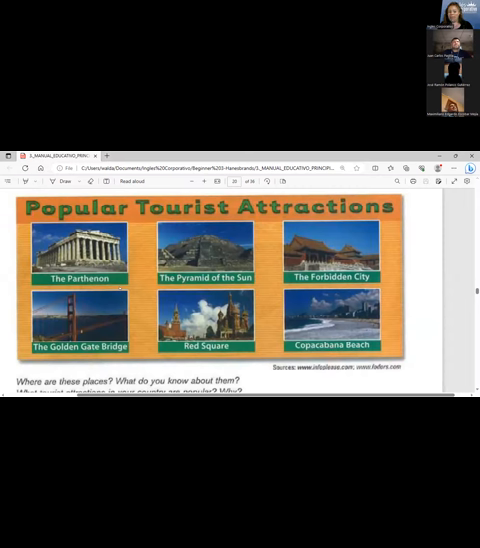Okay, so it's not in Rome, you're right. It's located in Athens. Athens, exactly. Okay, so we say Athens. And do you know anything else about the Parthenon? No ideas about the Parthenon? No. So the Parthenon is an ancient Greek temple. Okay, what about this?